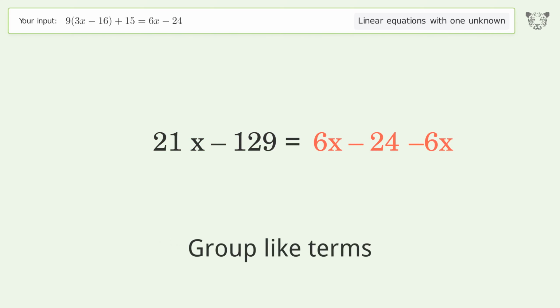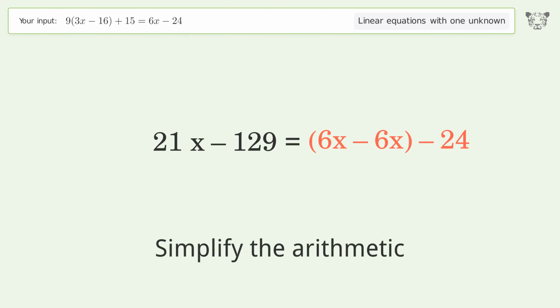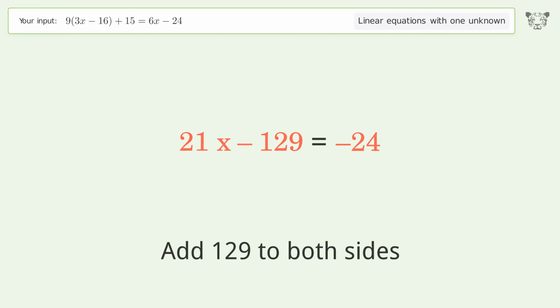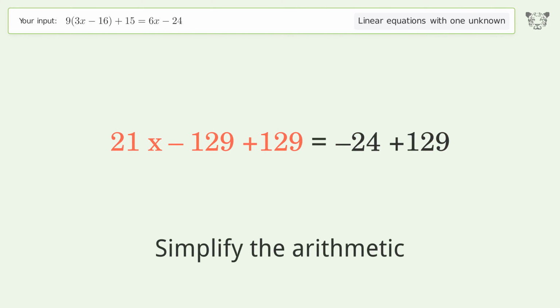Group like terms. Simplify the arithmetic. Group all constants on the right side of the equation. Add 129 to both sides. Simplify the arithmetic.